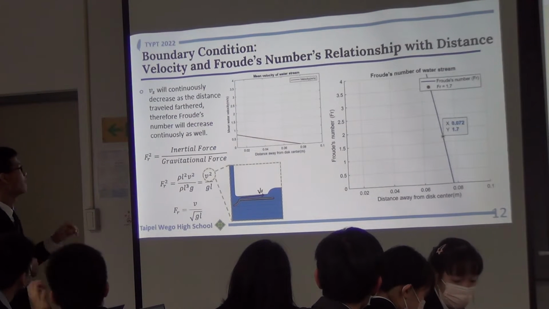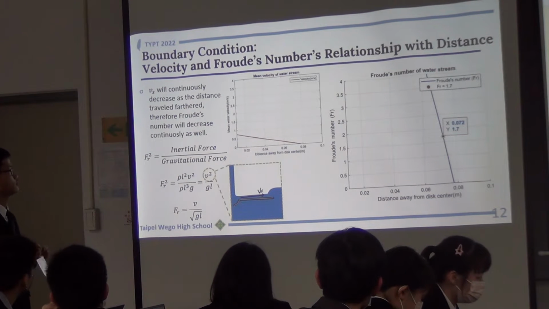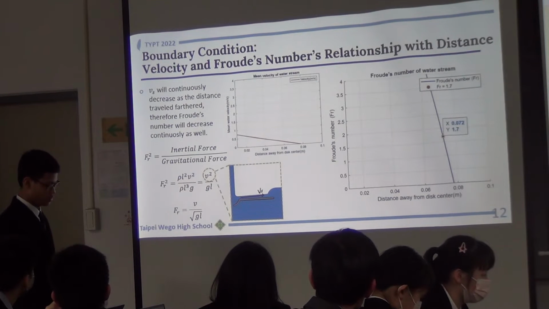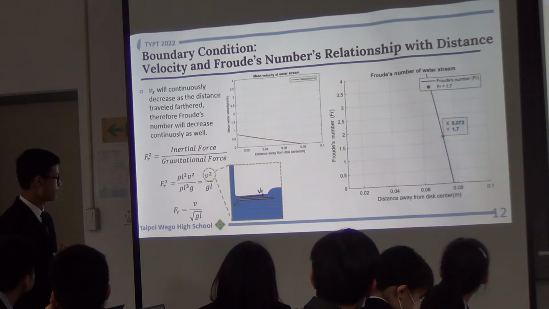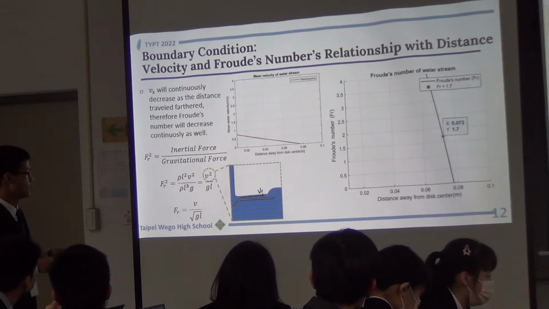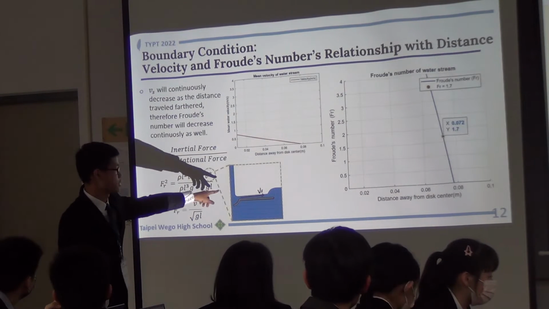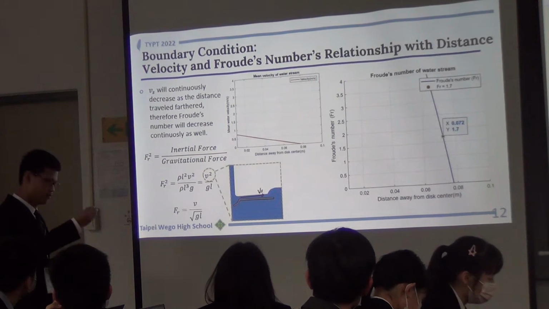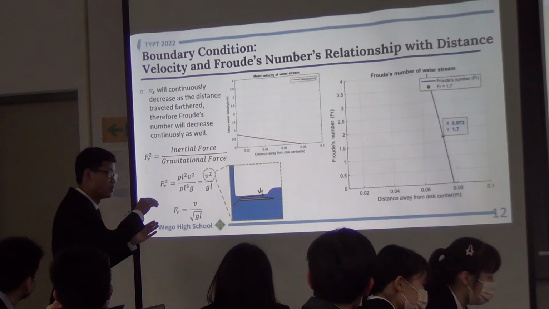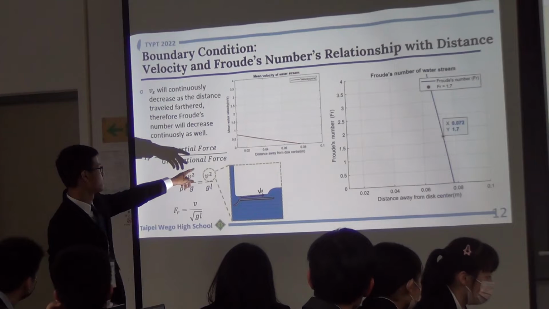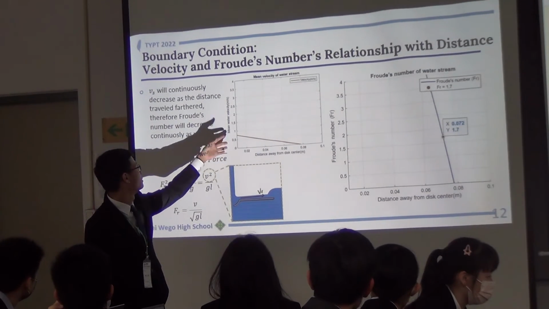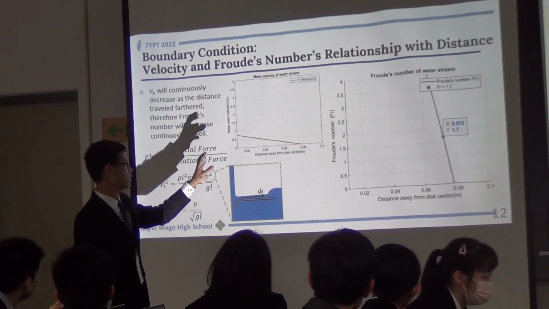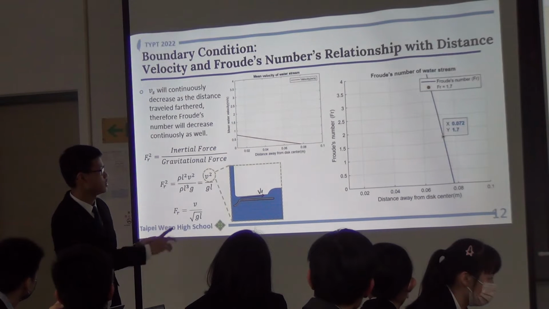And next we'll talk about the velocity and Froude's number relationship with distance. Since there is viscosity inside the water, and the plate is not perfectly smooth, the flow speed of the water can slow down due to these reasons. So by putting a slide paper on top of the water and letting it flow out, we can calculate the velocity of the water stream by the distance from the center.